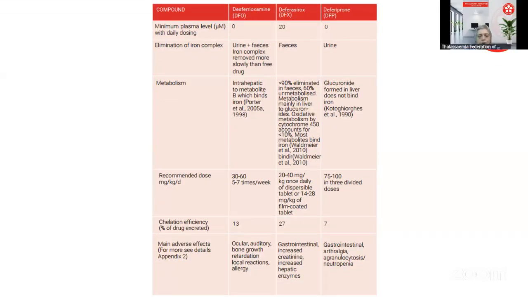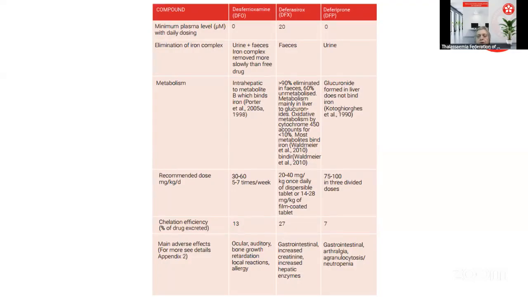Deferoxamine, you have to be very careful with the ocular, auditory, and bone growth retardation. Local reactions can occur, which are allergic. And sometimes you have to differentiate a true Desferal allergy from latex allergy when you're using an infusion pump. In latex allergy, the infusion pump is not tolerated by the patient, but if you give it as an intravenous infusion, the patients will tolerate it. And that is how we differentiate between the two.